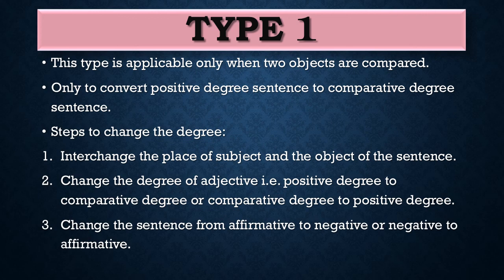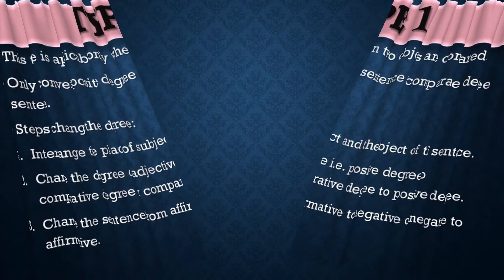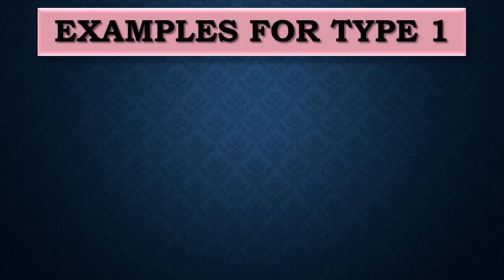And the third step is to convert the sentence. That is, if the sentence is a positive sentence, that is an affirmative sentence, you have to change it into a negative sentence, with no, not or never. If it is a negative sentence with no, not and never, you have to convert it into an affirmative sentence. Now, let us take the examples for this type 1 and apply the steps and see how it works.